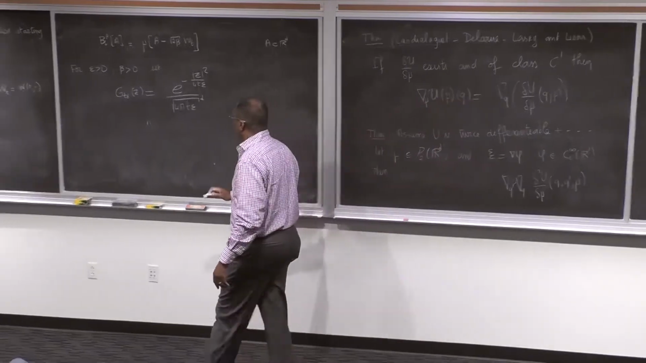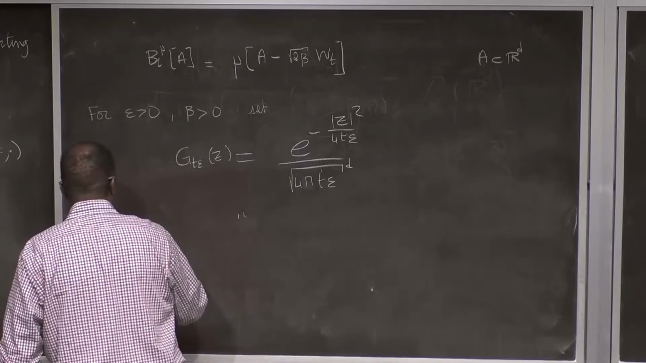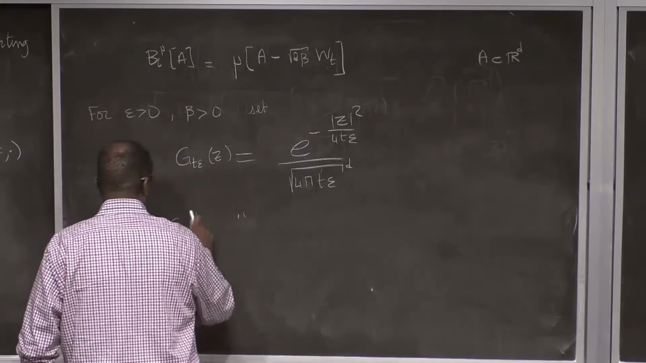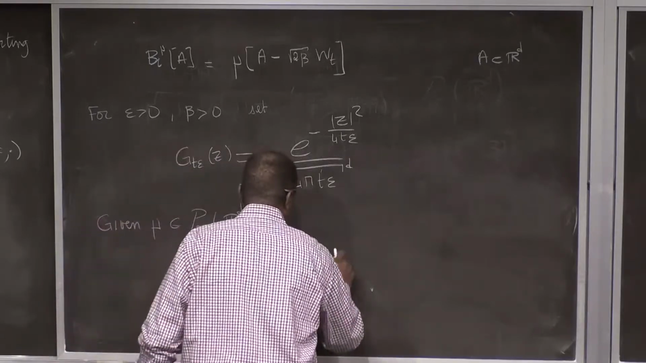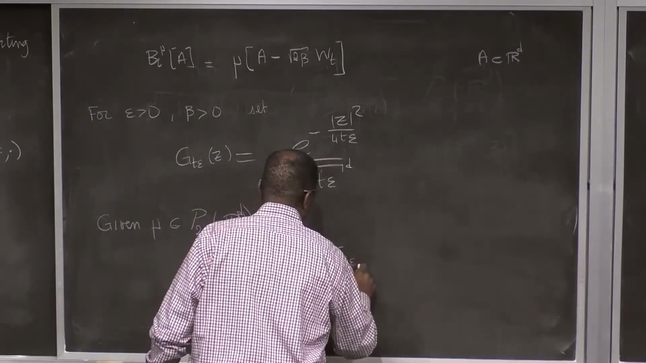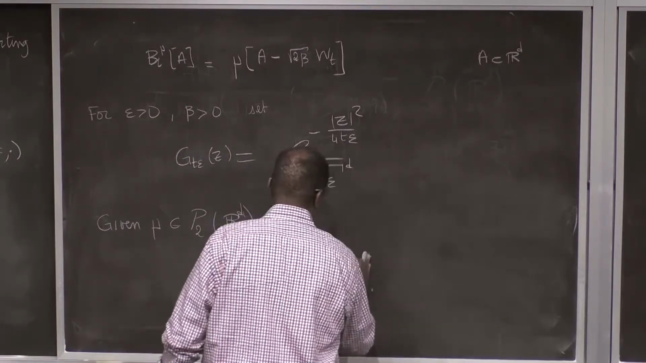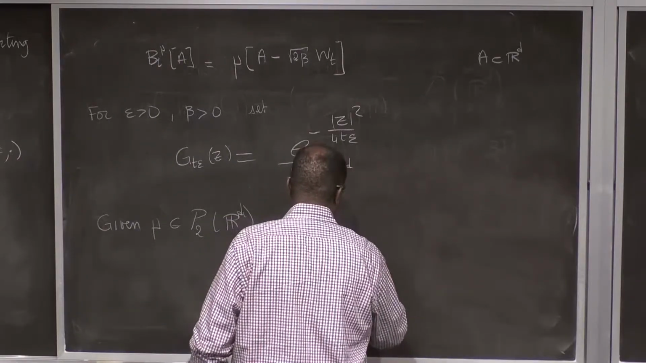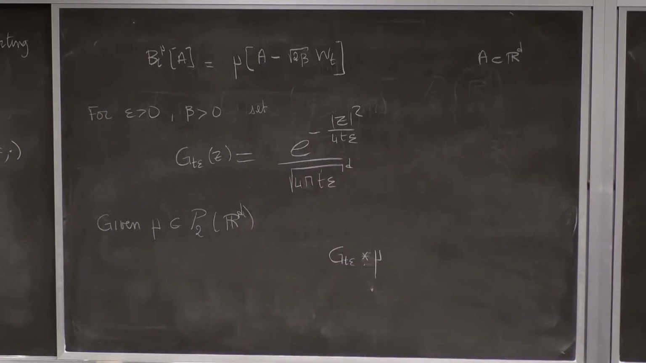So I am going to do this. Given mu on the set of probability measures on R^d, I am going to do G_t^epsilon convolved with mu. And so I have a solution to the heat equation.